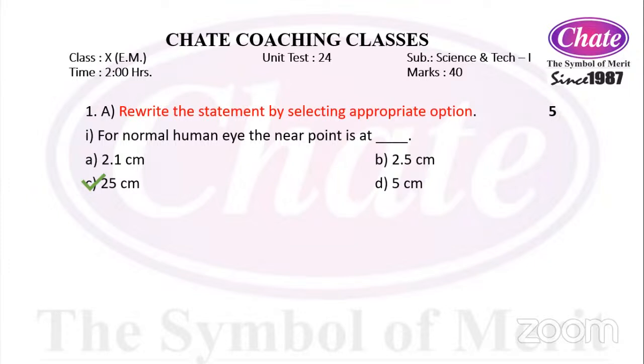Okay. So for the normal human eye, the near point is at 25 centimeter, which means that a human can see the object without stress when you keep that object at a minimum distance of 25 centimeter, and the maximum will be infinity. That means the far point is at infinity. So please try to remember these numbers, 25 centimeter as well as infinity.